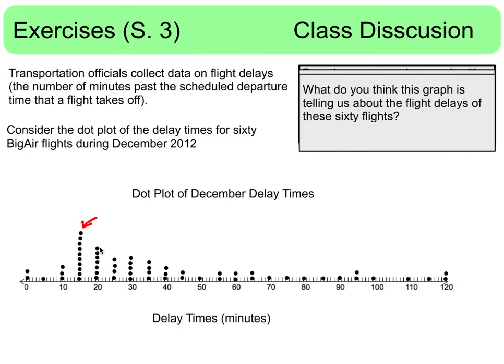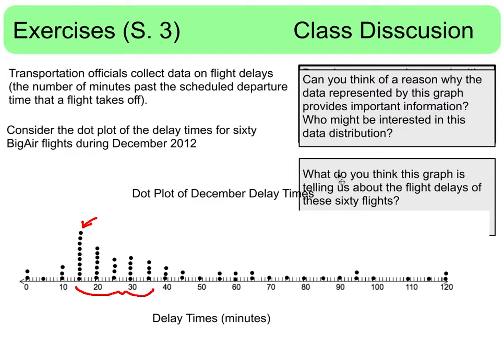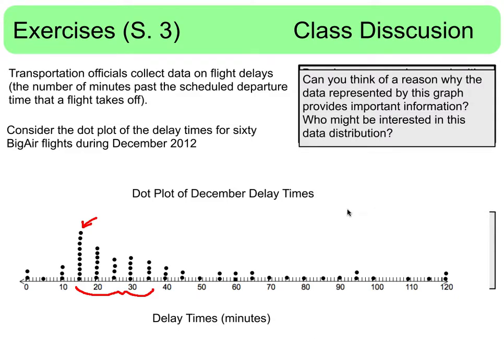So we're just having that discussion about how 15 minutes was a very popular time, followed by 20. But then you start to see this grouping around here, anywhere between roughly, let's just say about 15 to about 35 minutes seems to be our most popular delay times. And those are just some of the descriptors we're trying to get some of the students to talk about, discuss, and think about.